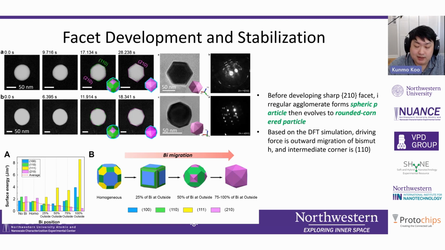Also, among the facets, the 210 facet becomes more stable, while the other low-index facets become highly unstable. The resulting Wulff shape changed upon the bismuth segregation shows that the round-cornered particle observed during the in situ morphological change was a combination of 110 facets and 210 facets. And finally, after 75% of the bismuth has migrated toward the surface, the particle morphology can become a tetrahexahedral shape, which is solely covered with 210 facets.